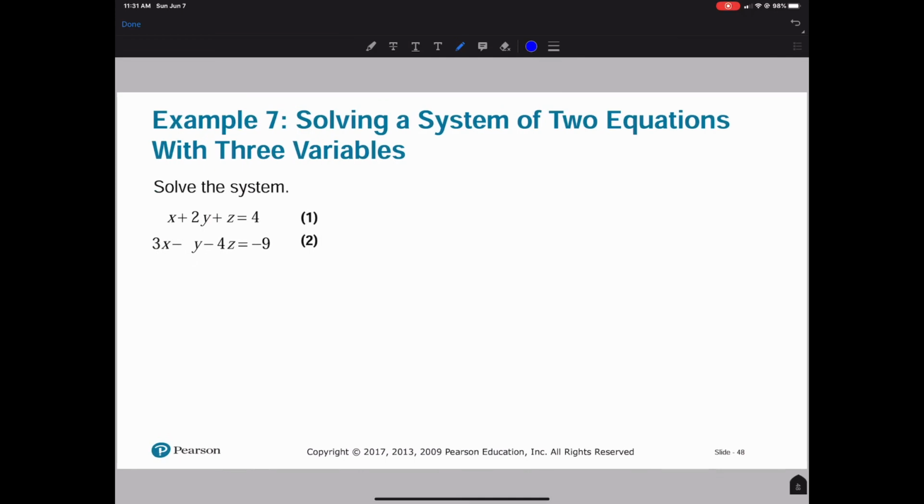So let's look at these. When you're solving these, let's see the elimination method. Let's say we multiply this by negative 3. So I'm going to have negative 3x minus 6y minus 3z is equal to negative 12. Then I'm going to keep my bottom as is.